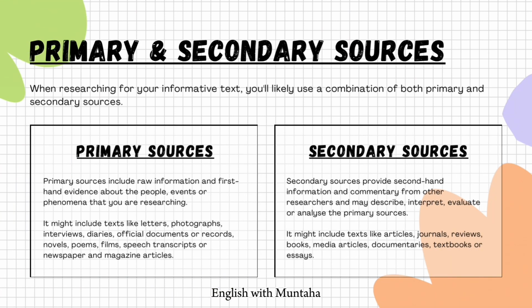Primary and secondary sources. When researching for your informative text, you'll likely use a combination of both primary and secondary sources. Primary sources. Primary sources include raw information and first-hand evidence about the people, events, or phenomena that you are researching. It might include texts like letters, photographs, interviews, diaries, official documents or records, novels, poems, films, speech transcripts, or newspaper and magazine articles.